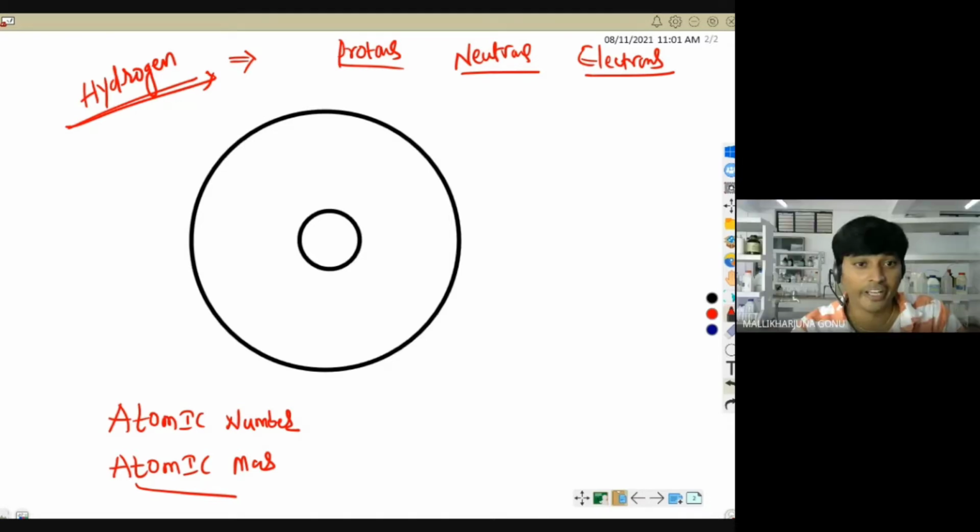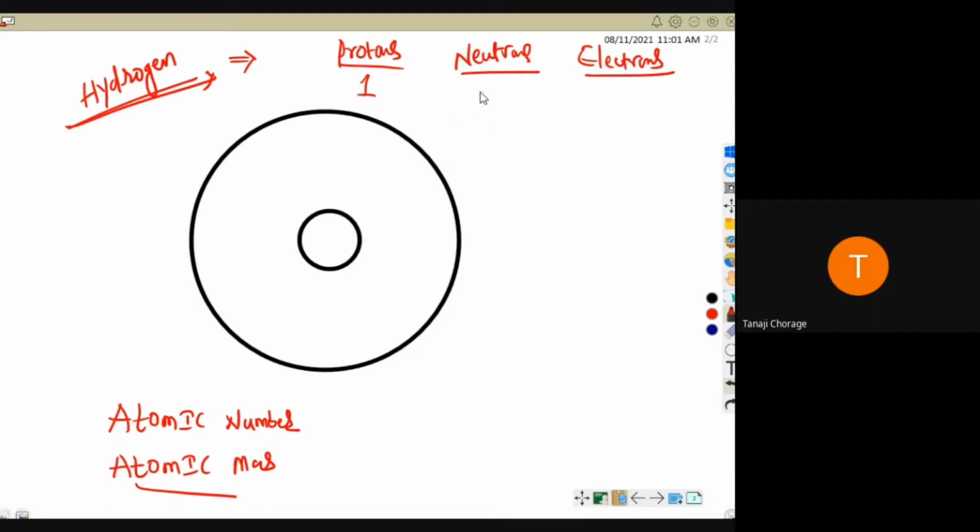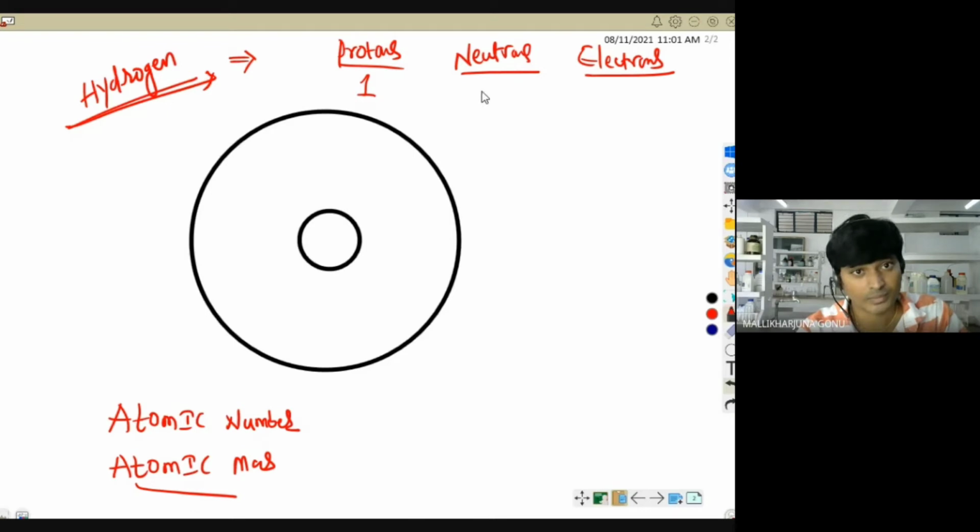Very good. So it is having 1 proton. Vaishali, tell how many neutrons are there in this one? Sir, 1. Hydrogen, so neutrons also 1. Okay. How many electrons is it having? 1, sir. 1 electron. Yes.